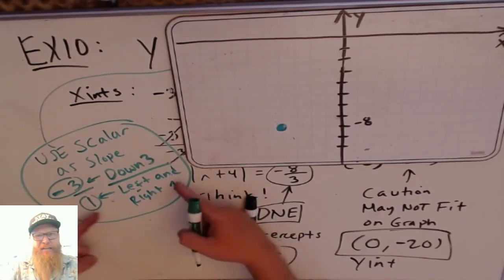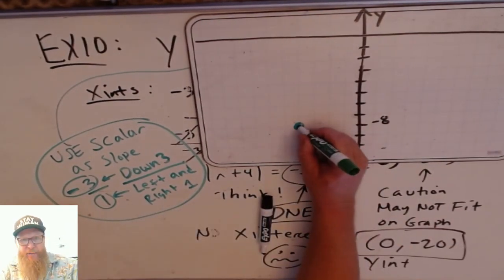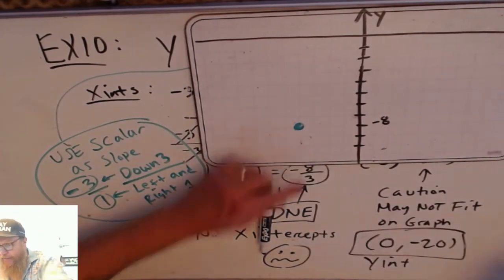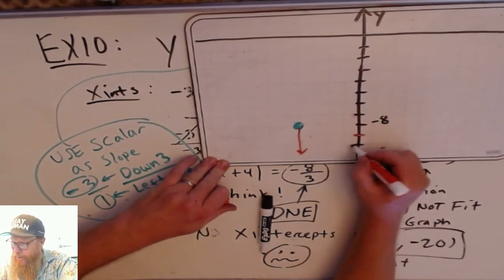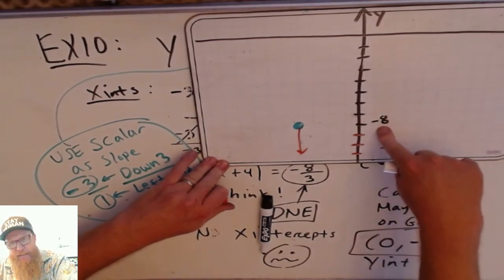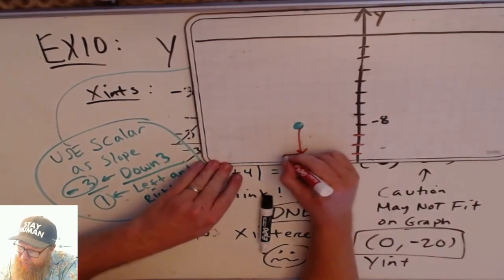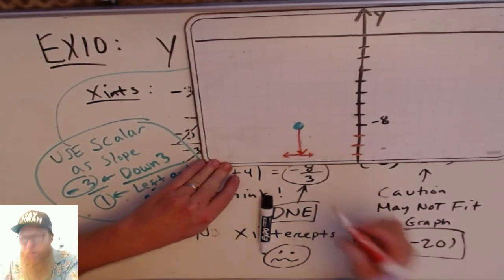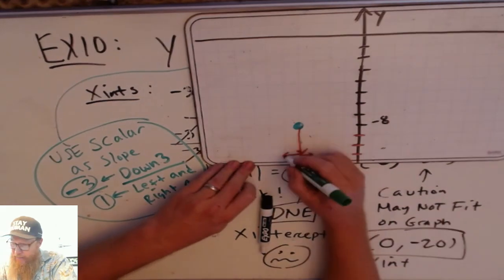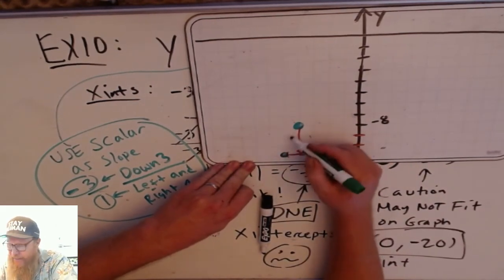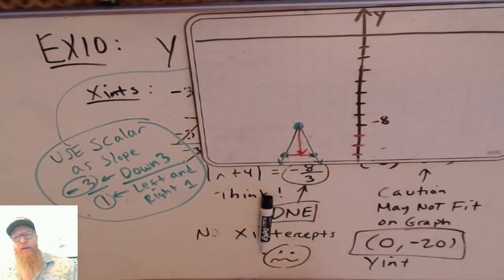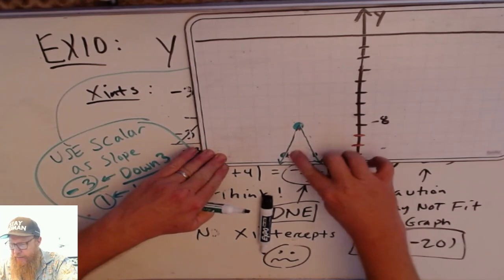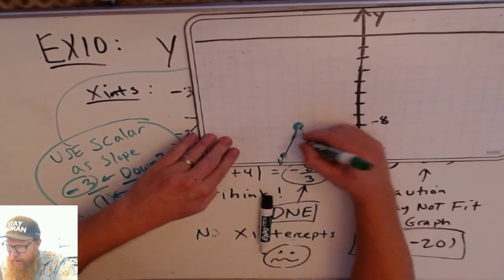So now I'm going to use the scalar kind of like a slope. Starting at this point, I'm going to go down 3 units. 1, 2, 3 from negative 8. And then I'm going to go both left and right 1 unit from that central line, what we call the axis of symmetry. And there you go. The red lines won't actually exist, so this is what your graph will ultimately look like.